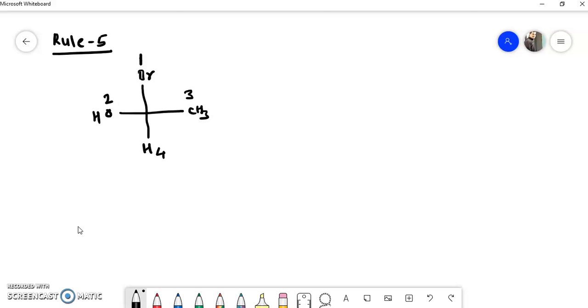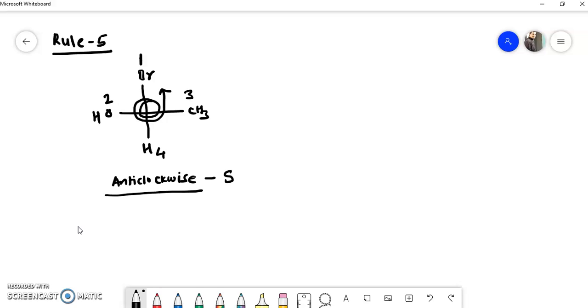See, from 1 to 2, 2 to 3, 3 to 4. So which direction is this? Is this clockwise or anti-clockwise? This is anti-clockwise direction. So if anti-clockwise direction is there, then it is S. What is the nomenclature of this? It is S nomenclature.